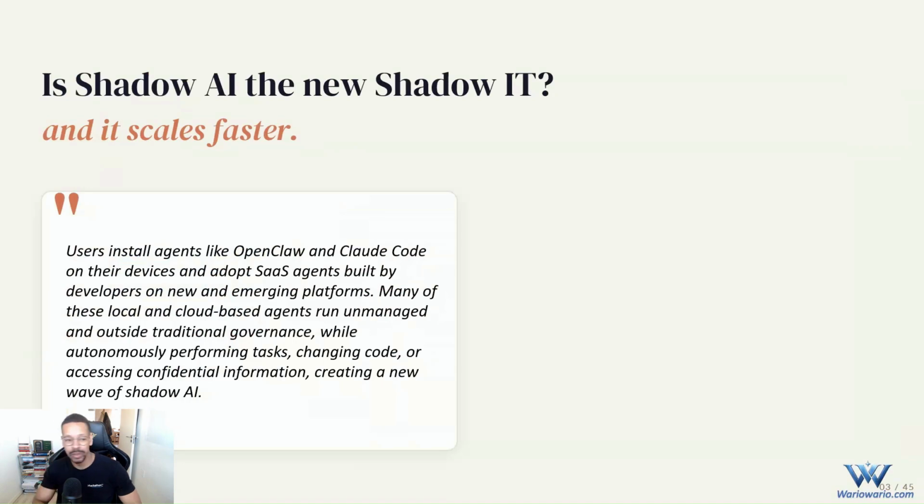Shadow AI is the new shadow IT. I partly agree with this, and I've seen it scale. There are a lot of agents being built. There are a lot of assistants being built. Users are installing Cloud Code. They're installing OpenClaw, and this leads to identity sprawl. It also leads to ownerless agents, which we will look into in the admin center.